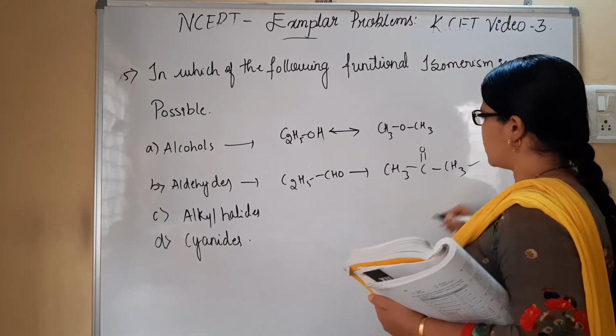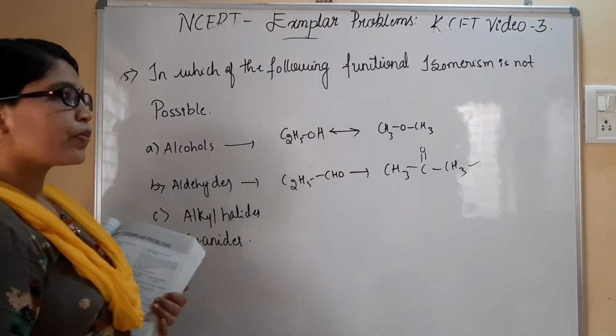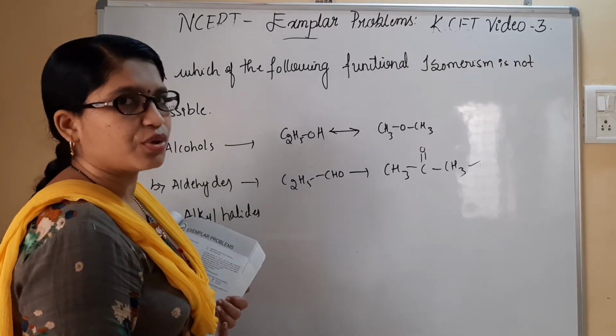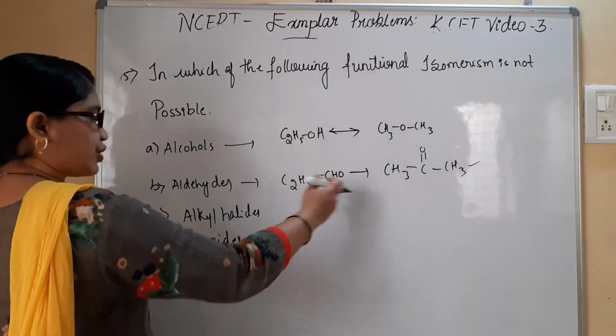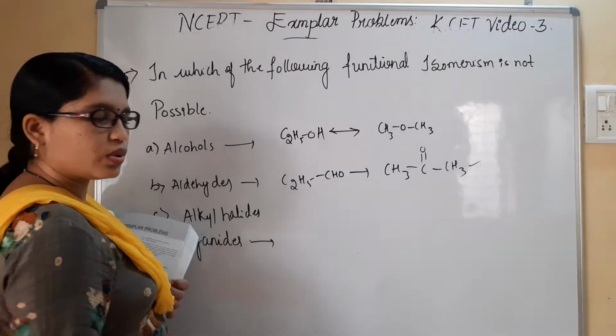C2H6O, yes, it is balanced. So now this is considered as an aldehyde, where it is considered as a ketone. So both are considered as different functional group molecules. So functional isomerism is possible here in these two cases.